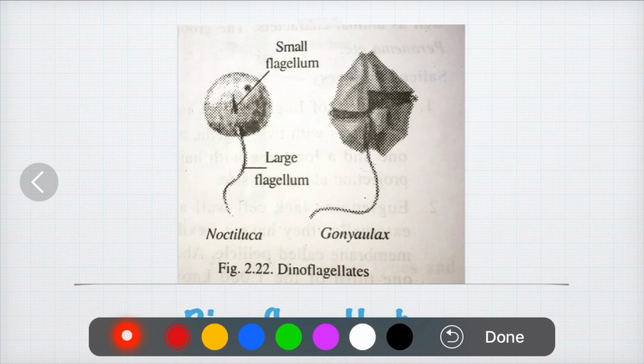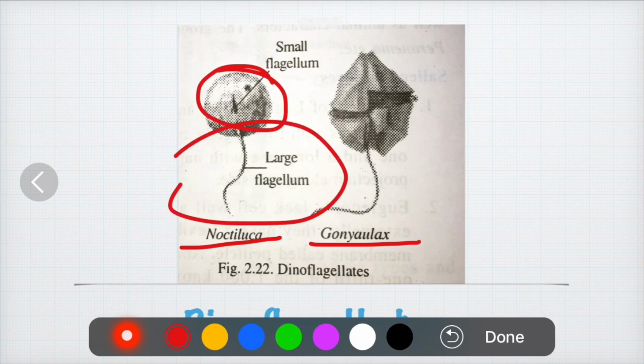This picture shows some examples of the Pyrrophyta, Noctiluca and Gonyaulax. You can see here the small flagella and the large flagella, which are helpful for the locomotion of the dinoflagellates. This is all about class 2 and class 3 under division 1 of the kingdom Protista, and I am going to discuss division 2 and division 3 in the next videos. I hope you understood and thank you for watching.